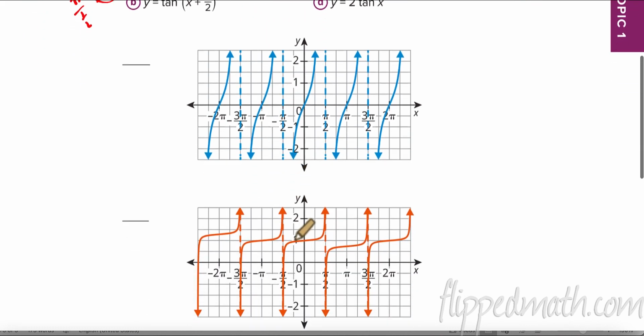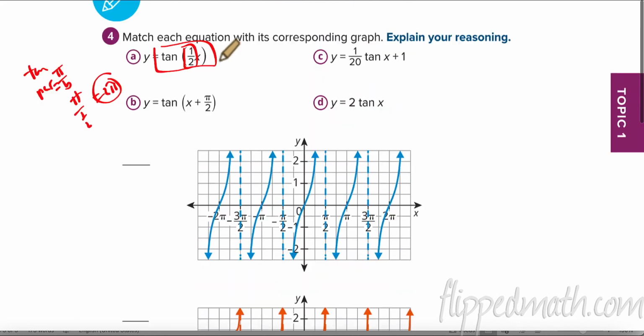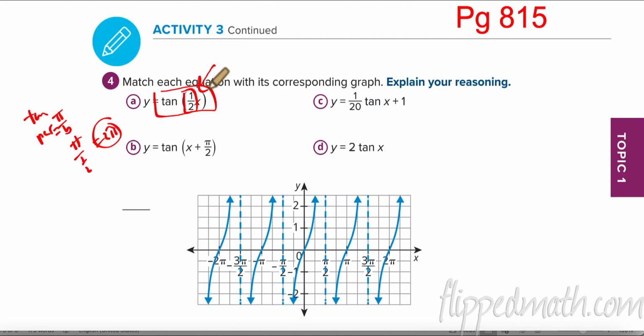Let's look down here. Which one of these has a period that is much wider? Yeah, right here, right? This period is 2 pi. So I now know that this is tangent of 1/2 x, because again, this is a horizontal dilation. I know it looks like it should be shorter and skinnier, but it's not. In fact, what happens is it's much, much wider.